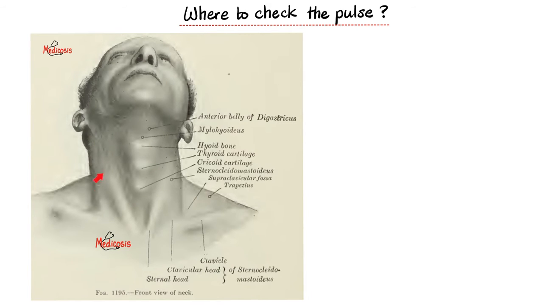First, look at the neck of the patient. You need to outline the contour of this famous muscle known as the sternocleidomastoid. It's called sterno because it's attached to the sternum, cleido because it's attached to the clavicle, and mastoid because it's attached to the mastoid process of the skull. This is the sternocleidomastoid on the left. This is the sternocleidomastoid on the right.